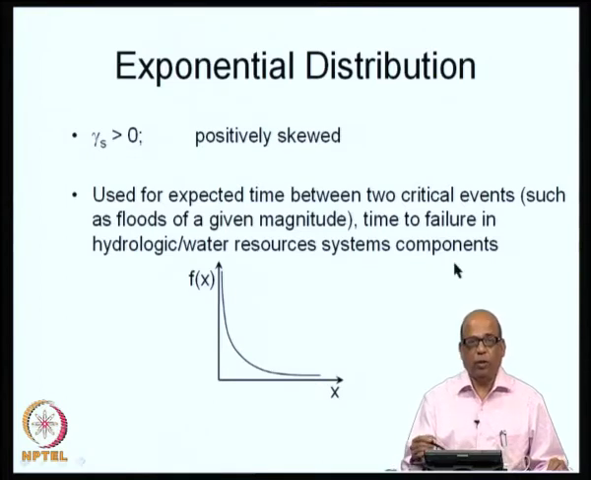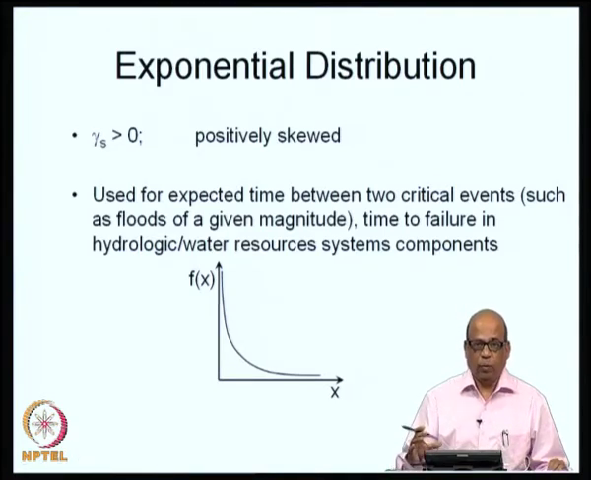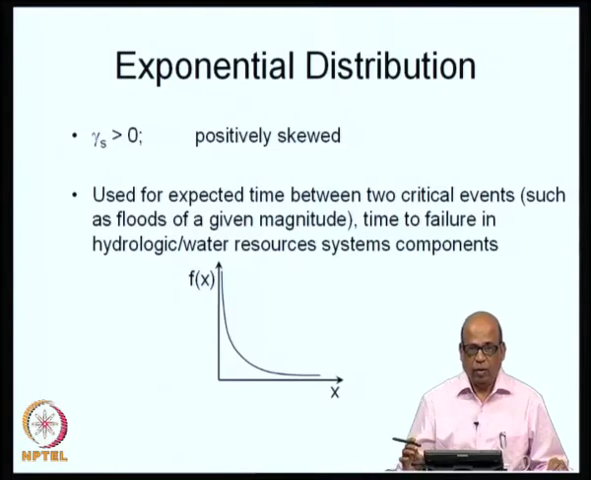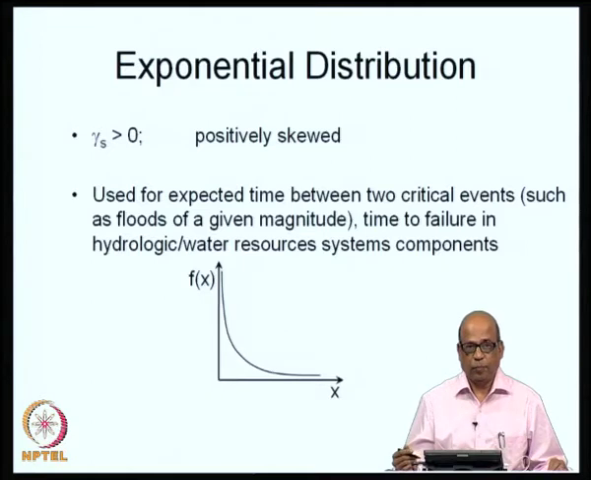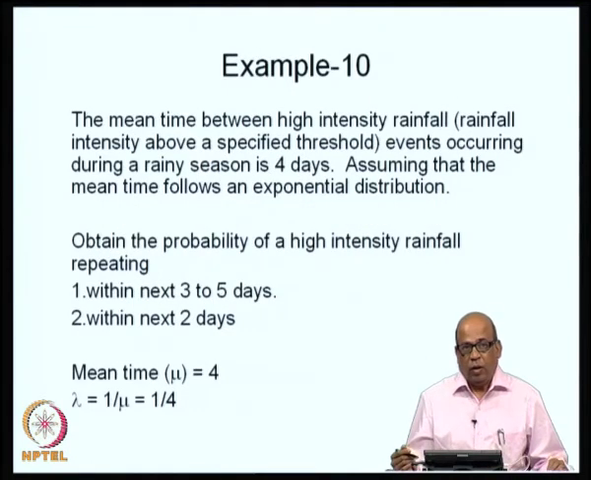Again, by these components I do not mean the physical components, we may have functional components, the ability of the system to provide a certain, let us say, demand in terms of hydropower, in terms of irrigation and so on. So, whenever it fails to achieve that objective, then we count it as a failure, and then we are interested in time between two such failures. Okay, we will take a simple example here.